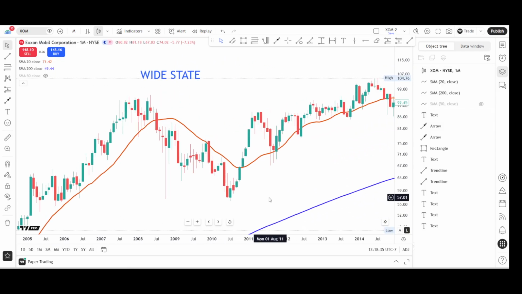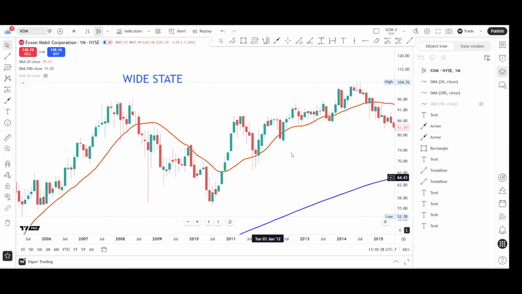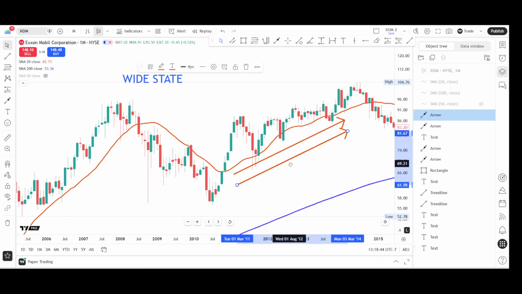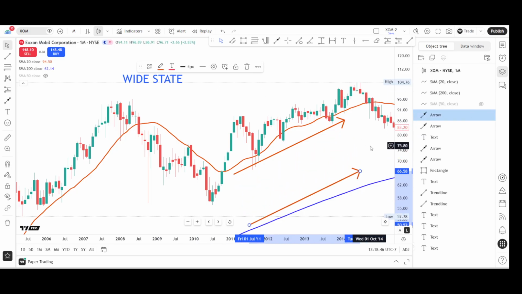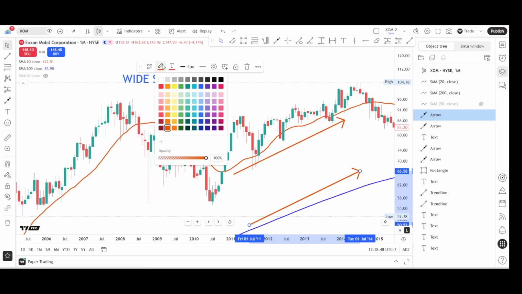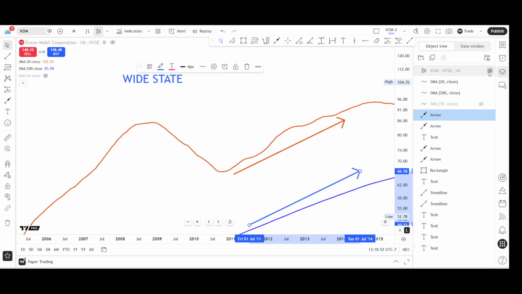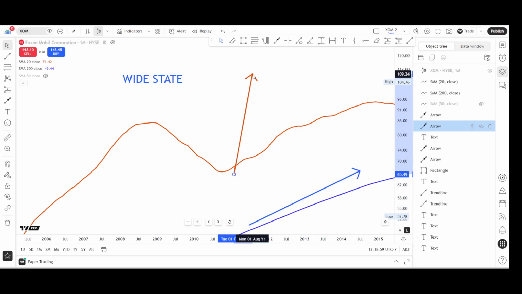Now let's look at what narrow looks like in this case. Here is the 20 and the 200 in a relatively parallel state. Are they together? No, they're not together, but they are parallel. This is not trending. I mean, it's a little bit here, but not much. It's fairly parallel, all things considered.